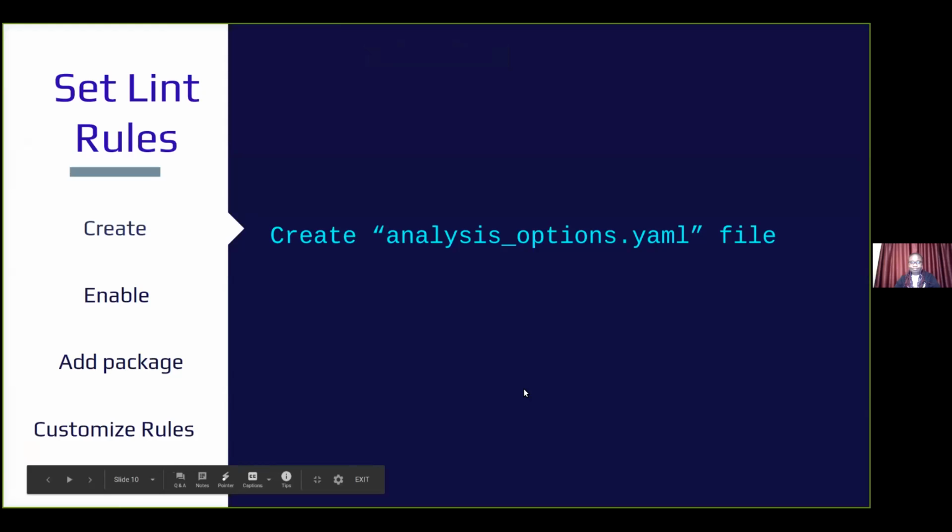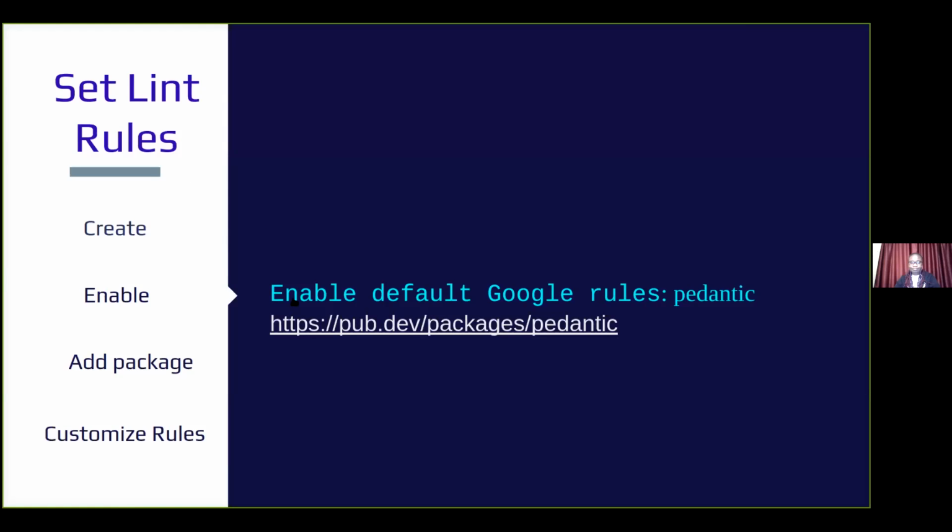So how do we set the lint rules in Flutter? To set the lint rules, we have to create this analysis_options.yaml file. Since YAML is case sensitive, you have to look out for that. If you want to create lint rules, you have to create this file first. There are two ways of creating lint rules in Flutter. The first is using the Google default rules. You can either use these Google default rules or customize your own rules.